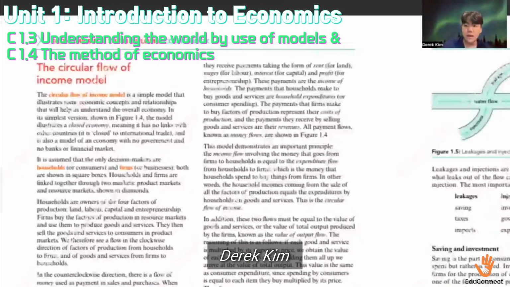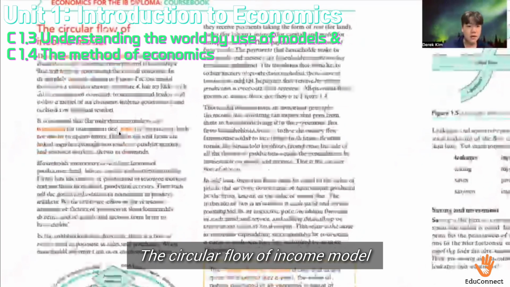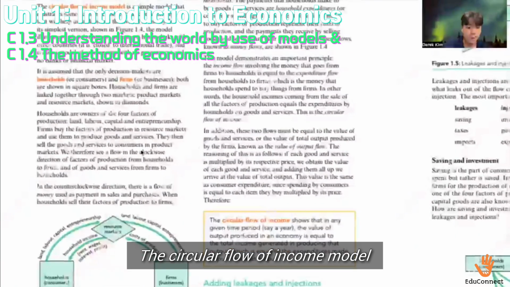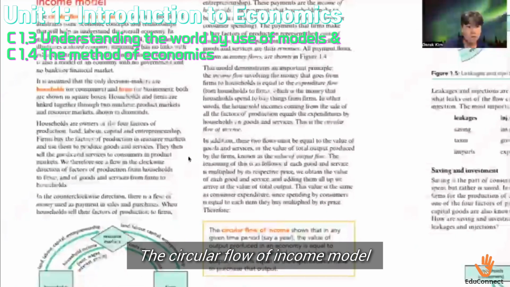Now, this is another very important model. This is called the circular flow of income model. The circular flow of income model is a simple model that illustrates some economic concepts and relationships that will help us understand the overall economy. In its simplest version, shown in figure 1.4, the model illustrates a closed economy, meaning it has no links with other countries. It is closed to international trade, and it is also a model of an economy with no government and no banks or financial market.